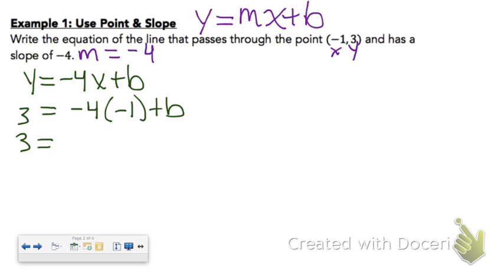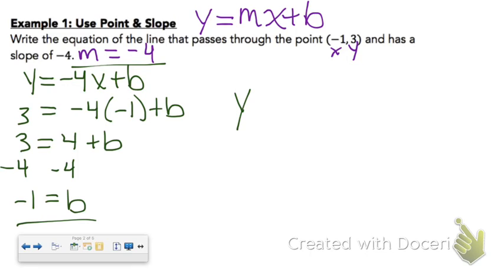3 equals negative times negative is +4. To solve for b, subtract 4 from both sides, and -1 equals b. So what that tells us is to then write our final equation, we need b and m. So y equals -4x minus 1.